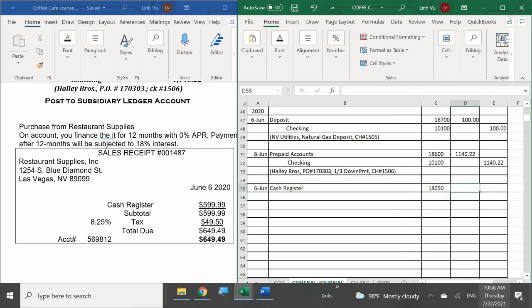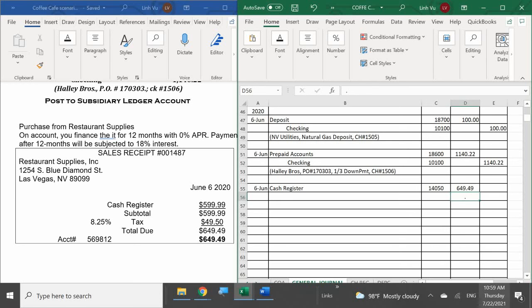And how much did I pay? How much is it? $649.49, right? Okay. Now I have a question for you. How did I pay for it? It's on account, so account payable. Good. It's on an account. So therefore, I have an account with restaurant supplies.